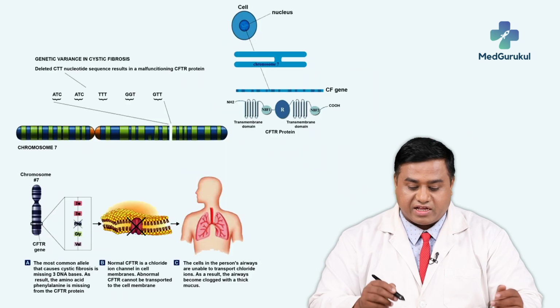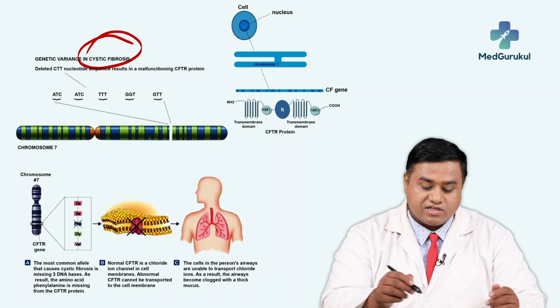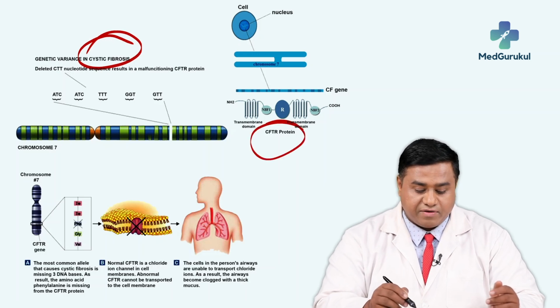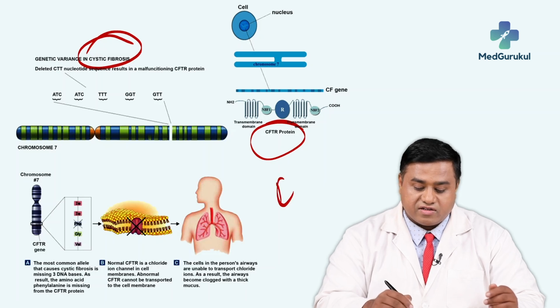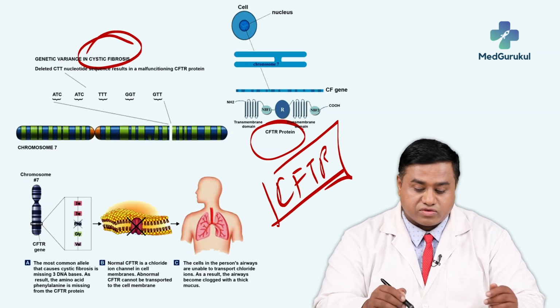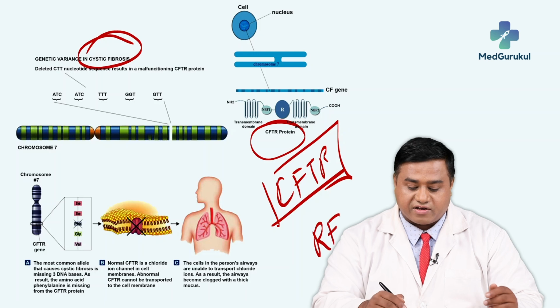Using the same technique, we will be able to diagnose cystic fibrosis as well as phenylketonuria. In cystic fibrosis, it is the protein CFTR which is mutated, and the mutation can be diagnosed easily using the RFLP technique.